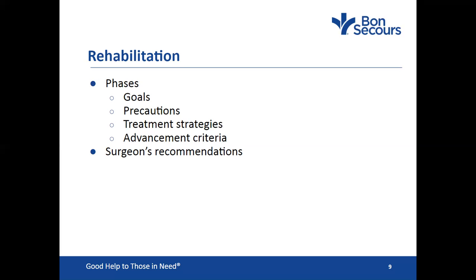The advancement criteria might be the athlete having the ability to straight leg raise without quadricep lag, having range of motion between 0 and 90 degrees, and demonstrating the ability to unilateral weight bear on the involved extremity without pain. If the athlete does not meet the advancement criteria, then they will remain in phase 1.